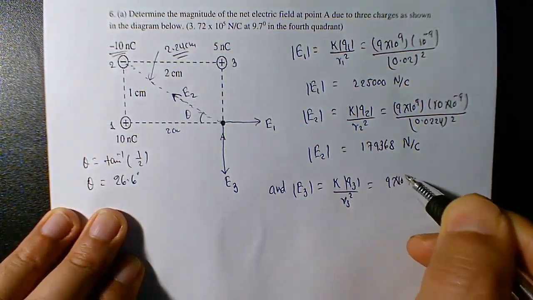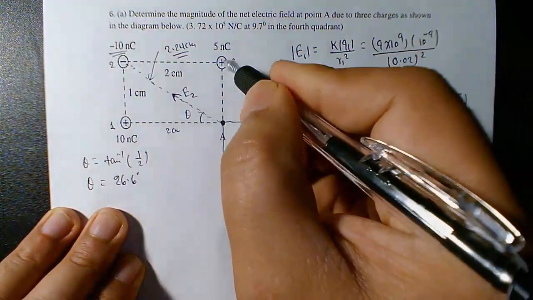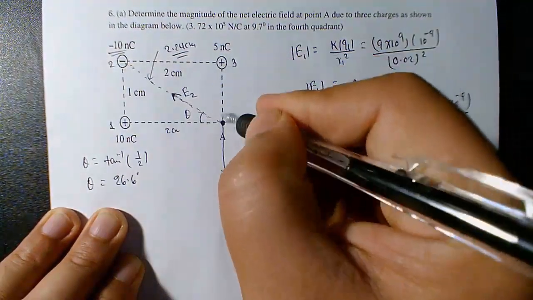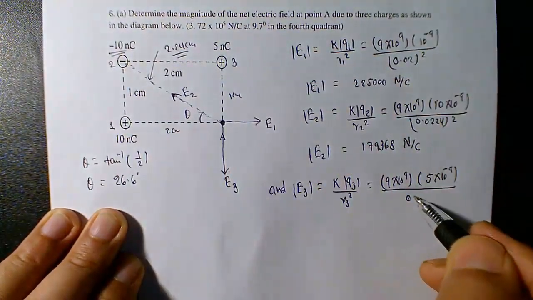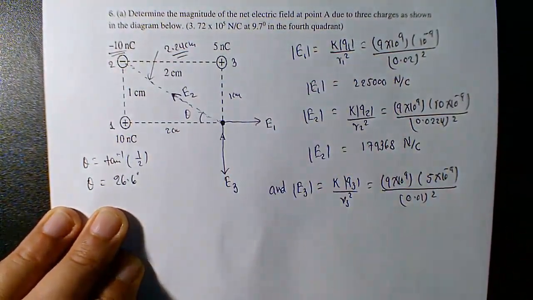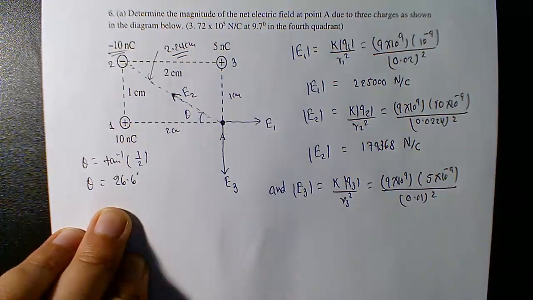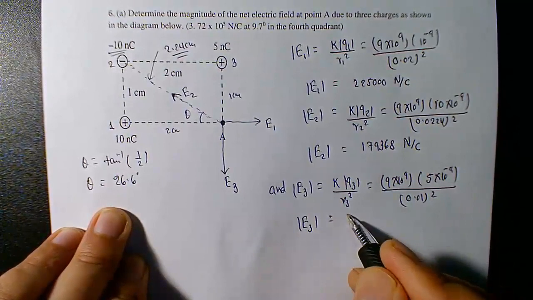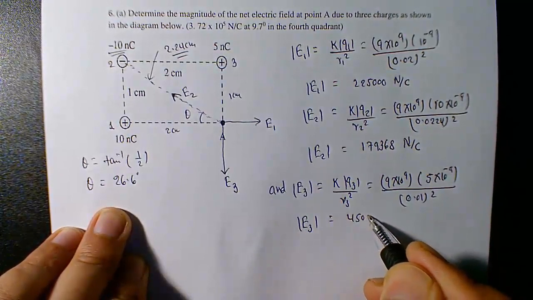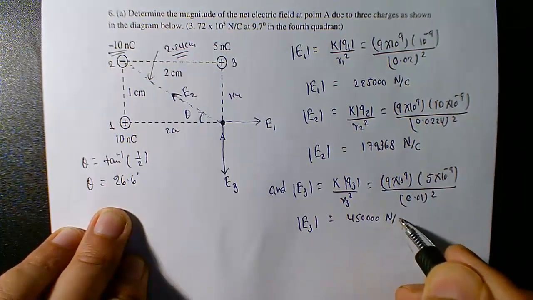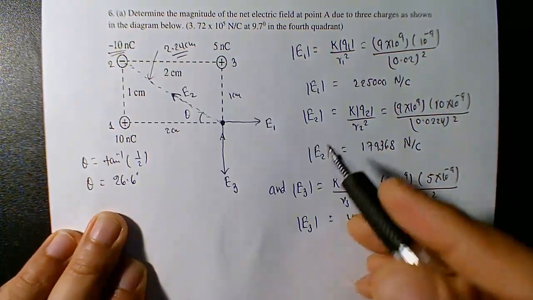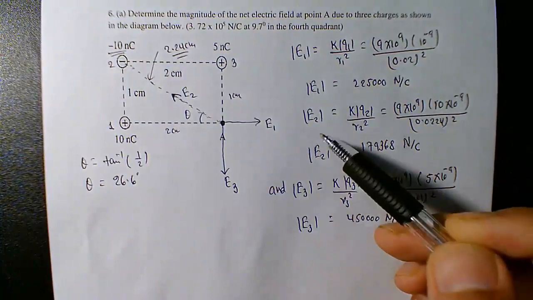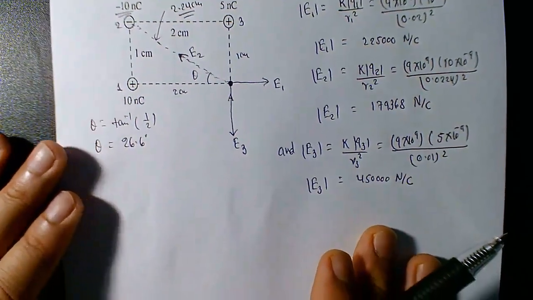And one more, E3 magnitude, which is K Q3 over R3 squared. So 9 times 10 to the power 9, Q3 is 5 nanocoulombs, 10 to the power negative 9, divided by this distance, 1 centimeter, 0.01 squared. If you do this calculation, the magnitude E3 is going to be 45.3 newtons per coulomb. Okay, so we have found all the individual magnitudes of the electric field. Now do the vector summation.